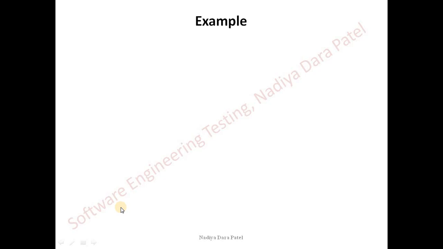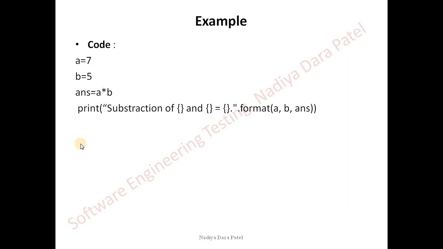Now let us take one more example. So here I have taken a code, a very simple code. It is supposed to perform multiplication. So I have given input as 7 to variable A, as 5 to variable B, and A multiplied by B should be your answer. Let us see what it is doing.